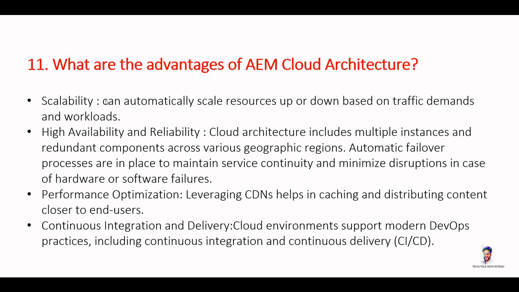So scalability is, my instances and servers are going up and down based on my need. That is one thing. High availability and reliability: my data is there, it is stored. Even if one server is not running, another server will serve the request. That is high availability. Reliability is safety. Performance optimization, leveraging CDNs. We already read that: caching and distributing content closer to the end users.